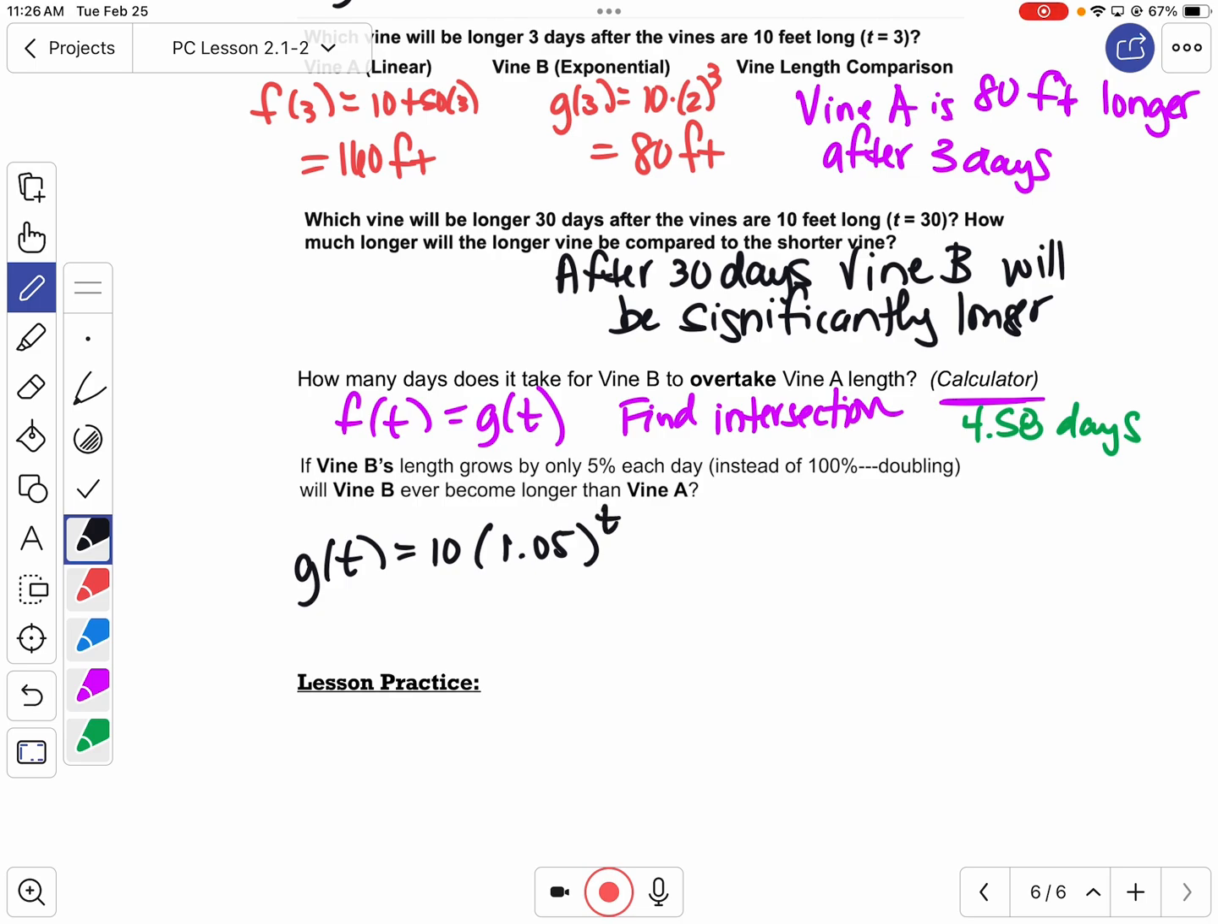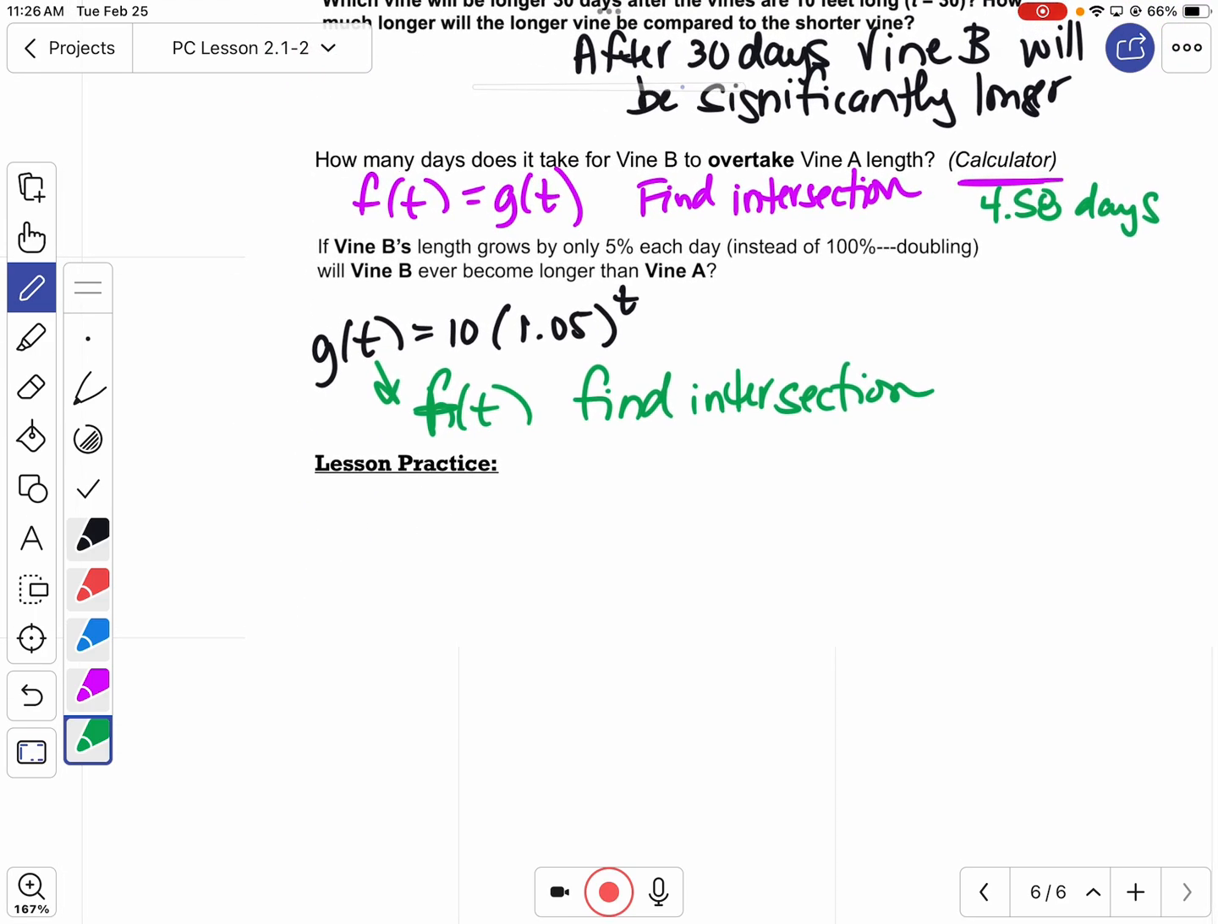So we would change our g of t and then set that equal to f of t and find your intersection. I don't know why I said h. Okay, good job. The answer's 134 days.